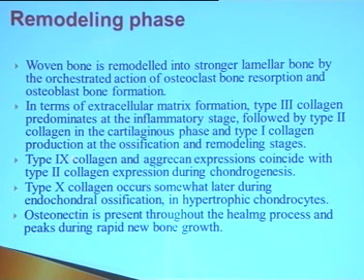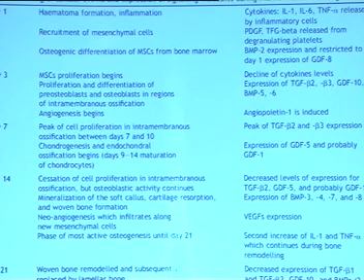In the remodeling phase, it is type 9 collagen and type 2 collagen, which have a role, and osteopontin also. So all these factors will be helpful in fracture healing. And it is the timing of cellular events.